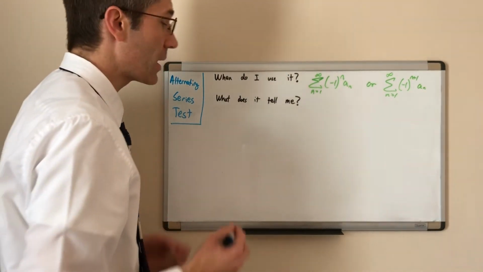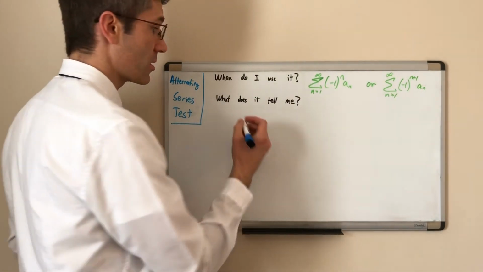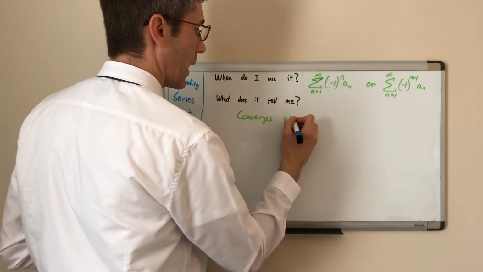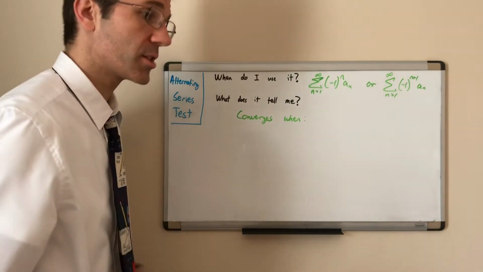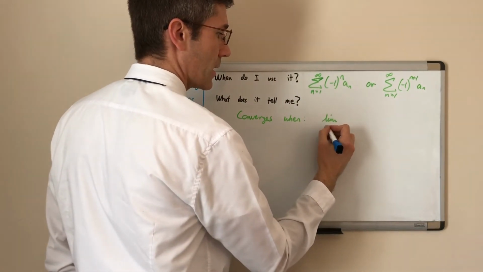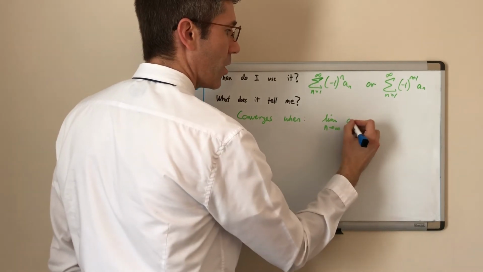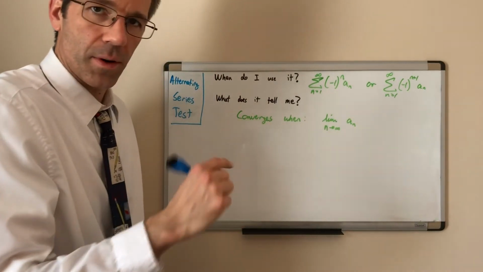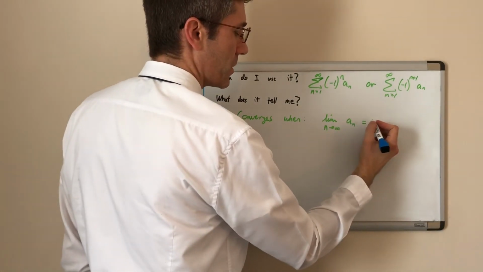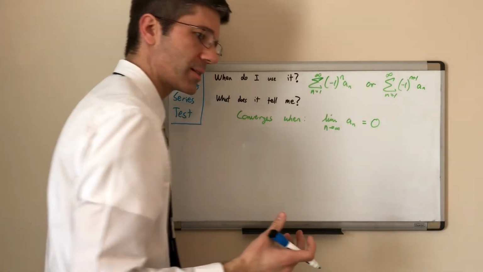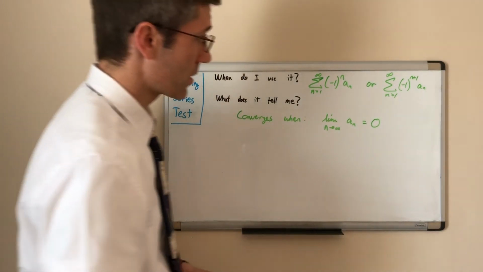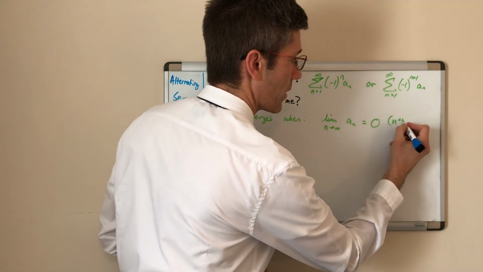Well, what does it tell me? It tells me that my alternating series converges when I meet two conditions. And here's condition number 1. The limit as n approaches infinity of the non-toggling part, like the absolute value part of my series, equals 0. So basically this is like the nth term test. So you could look at this and be like, oh, well, that's the nth term.